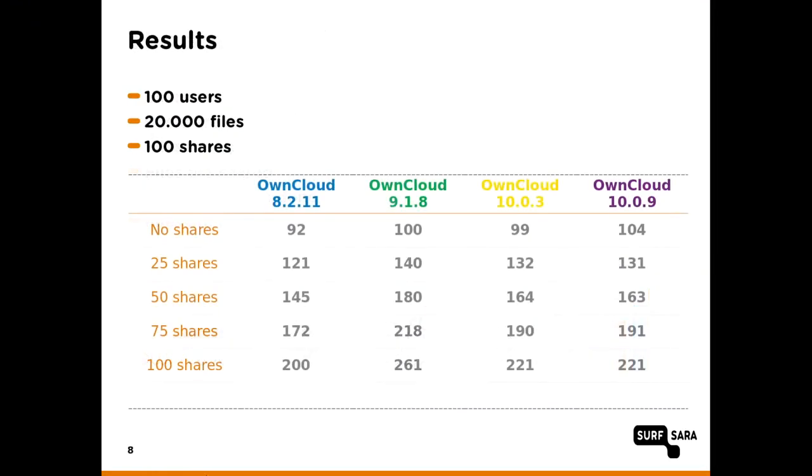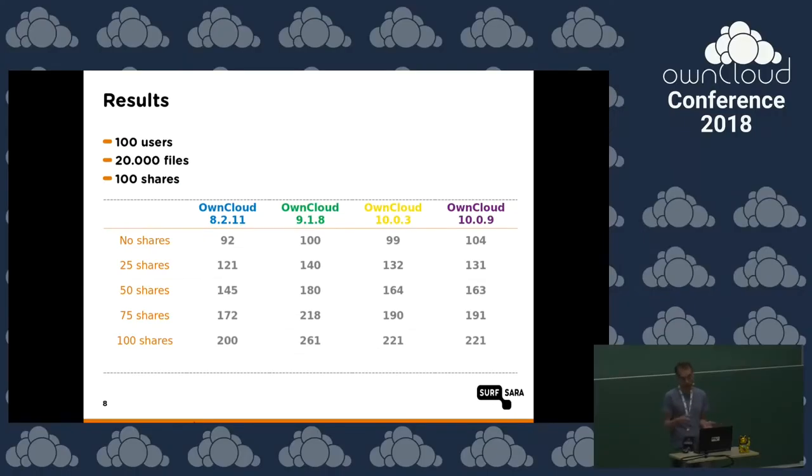So what do we see? We still use 8 as a baseline, also because my tooling still supports it, and why not? So what do I see? If you look at when there are no shares, the difference is not that big. ownCloud 9 is quite a bit slower than 8. I mean, it's still in the region of 10%.